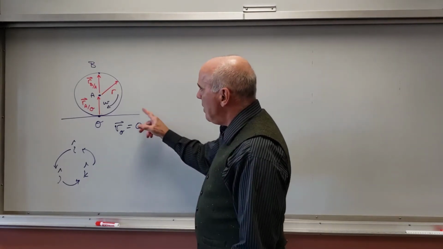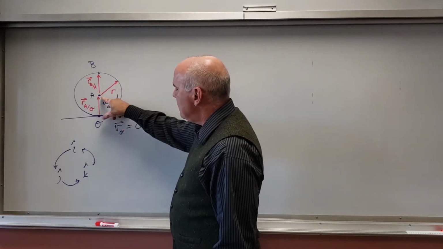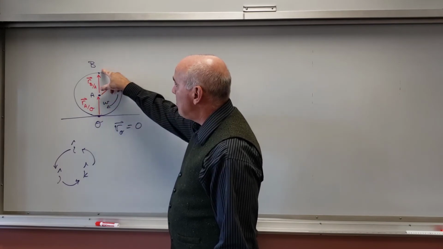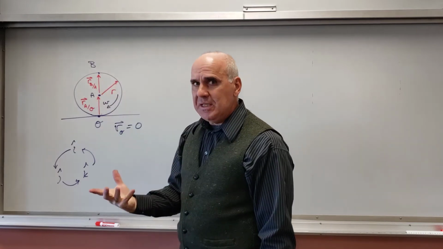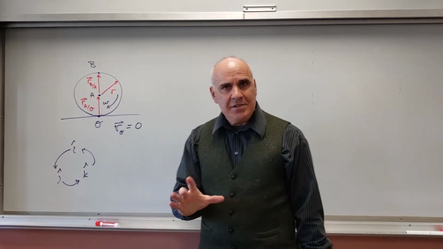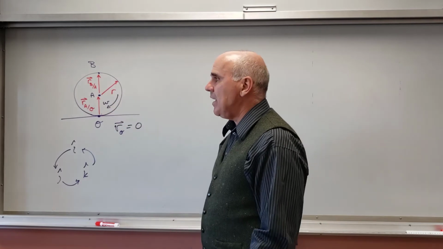All right, so I've got a wheel. It's got a radius of R. The center point is A. The upper point, remember that's where the ruler was, is B. And what I'm interested in is the velocity of B. But let's take this one step at a time. First off, what's the velocity of A?